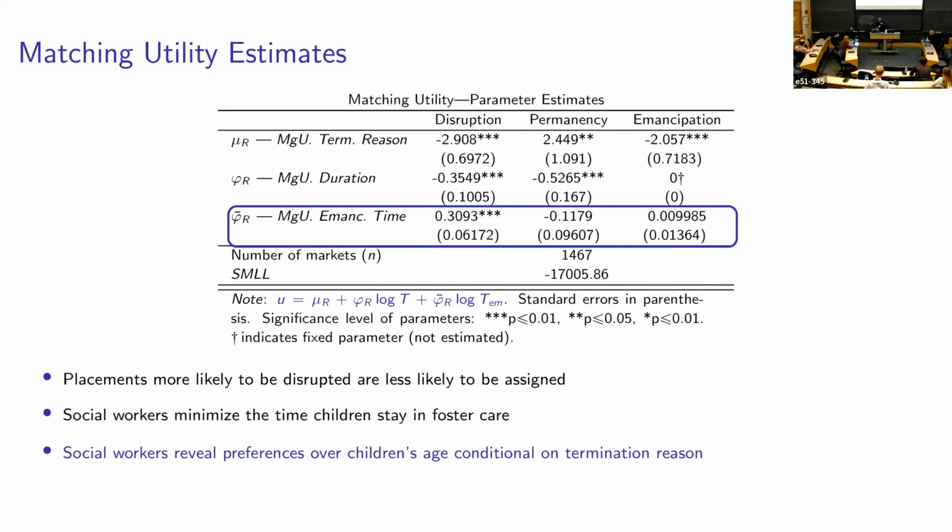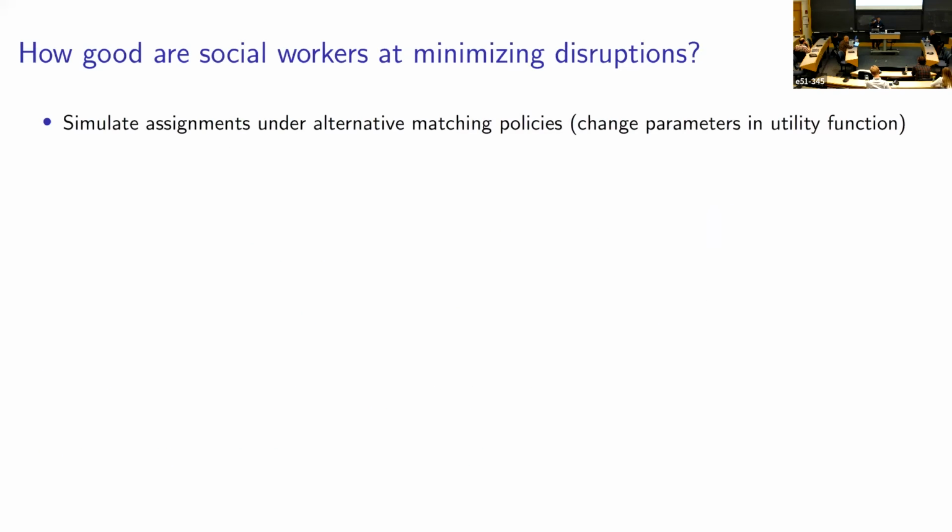Now, the magnitude of this coefficient allows us to compute a marginal rate of substitution between duration and disruption, and those are interesting. But it's hard to tell exactly how good a job our social workers do. So to understand this, I'm going to simulate assignments under alternative matching policies. Basically, I'm going to ask what would happen if the parameters of the utility functions were different. This includes, for example, systematically minimizing disruptions, forgetting about the epsilons, the eta, and duration, and just minimizing disruptions, or even maximizing them, or choosing placements at random.